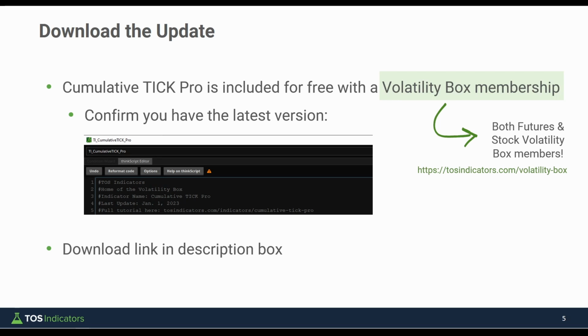I'll also leave the free version of the Cumulative TICK, which I think is a good, helpful start if you don't have access to either of these in the meantime, which should still help make reading market internals a little bit easier compared to just looking at the raw tick data.